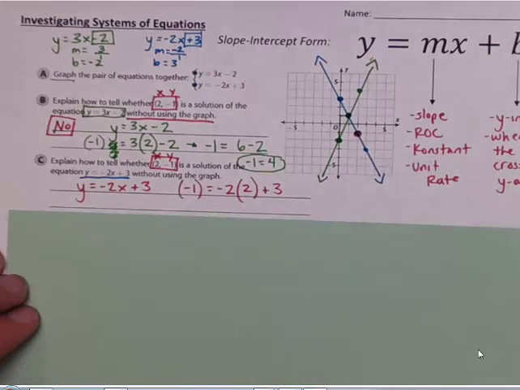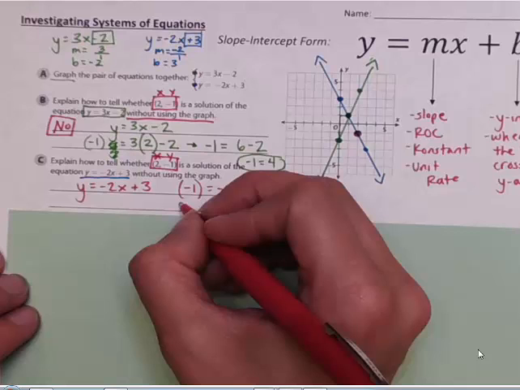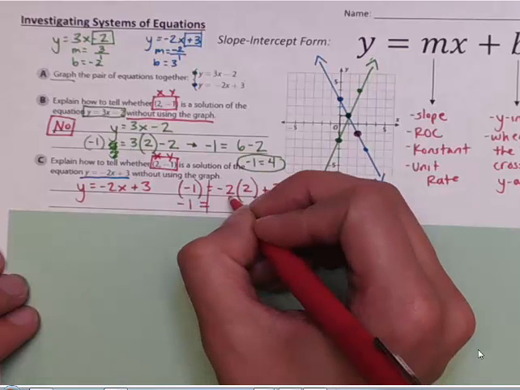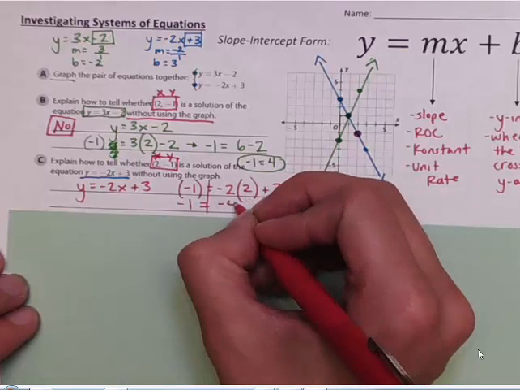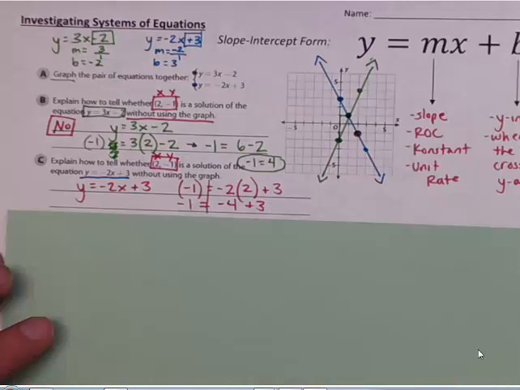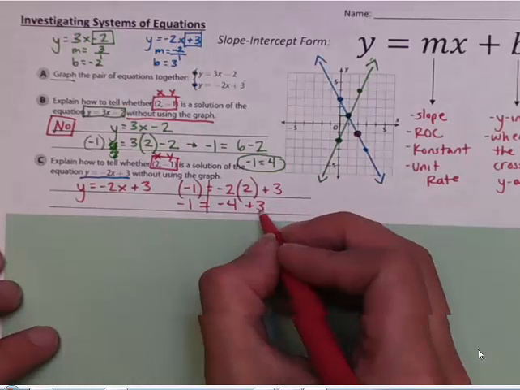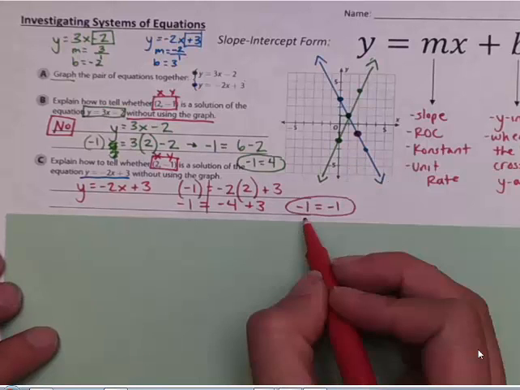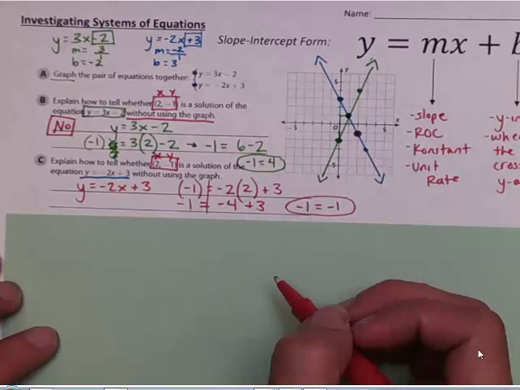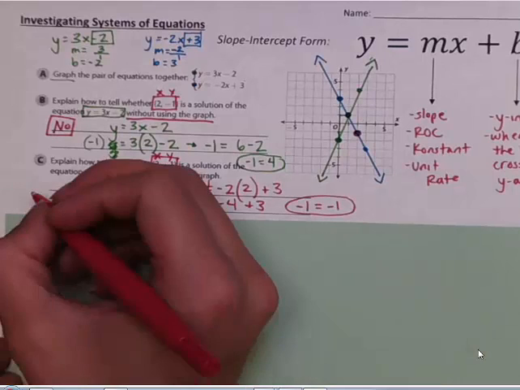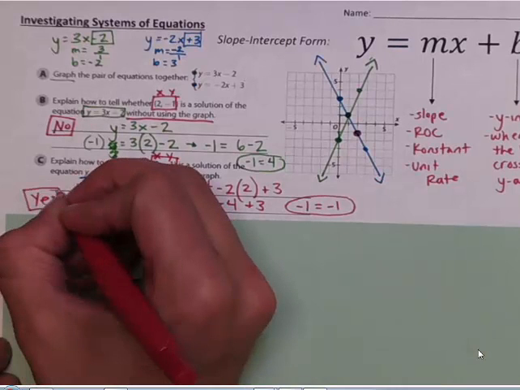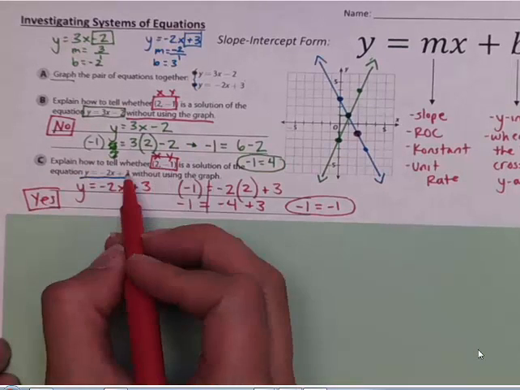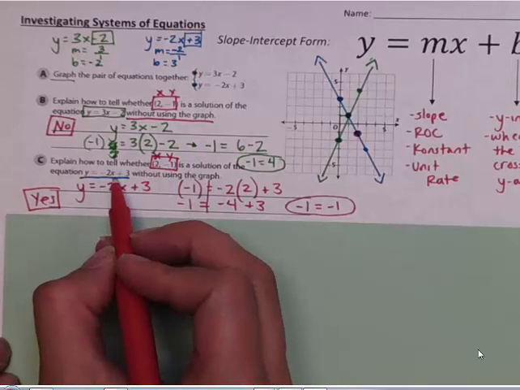So now if I solve, I have -1 on the left side. -2 times 2 is -4 plus 3. And one more step, -4 plus 3 is going to be -1. Now, is that a true statement? Is -1 equal to -1? It sure is. So, with this being said, I know that this point is a solution to this equation because when I plug it in, it makes a true statement.